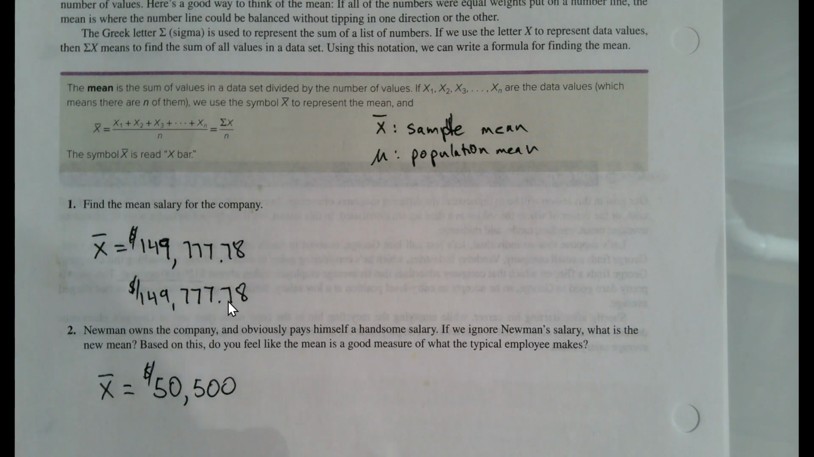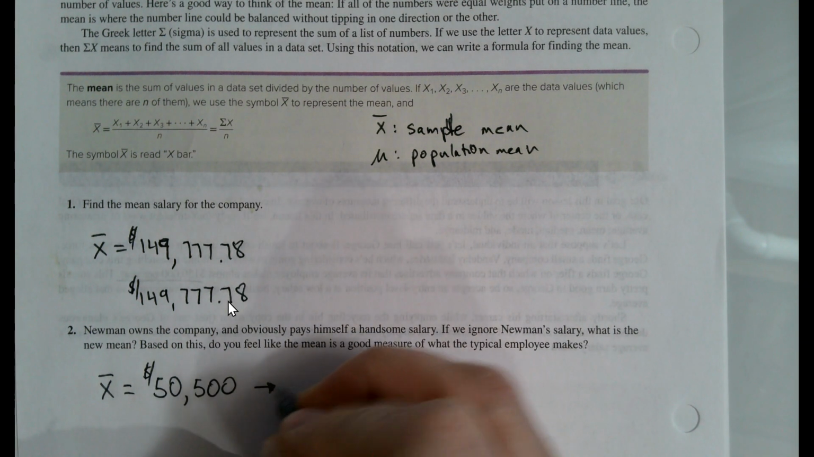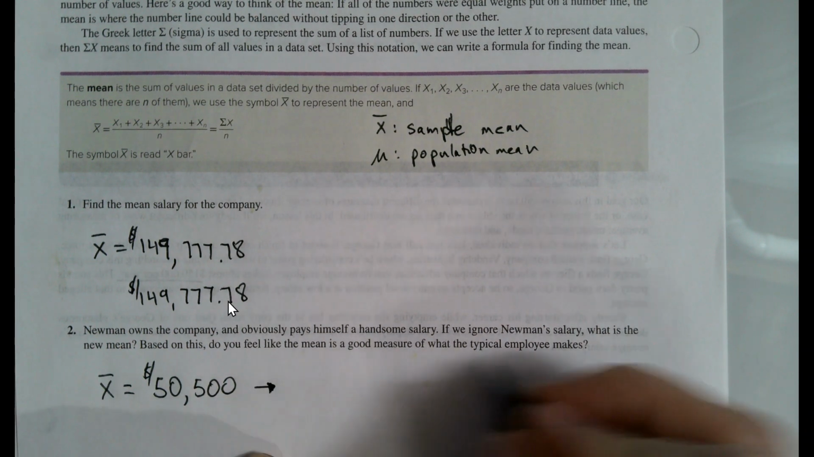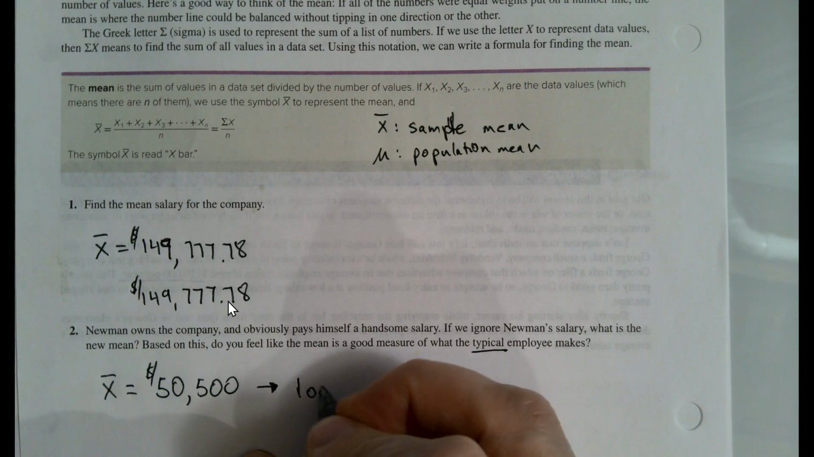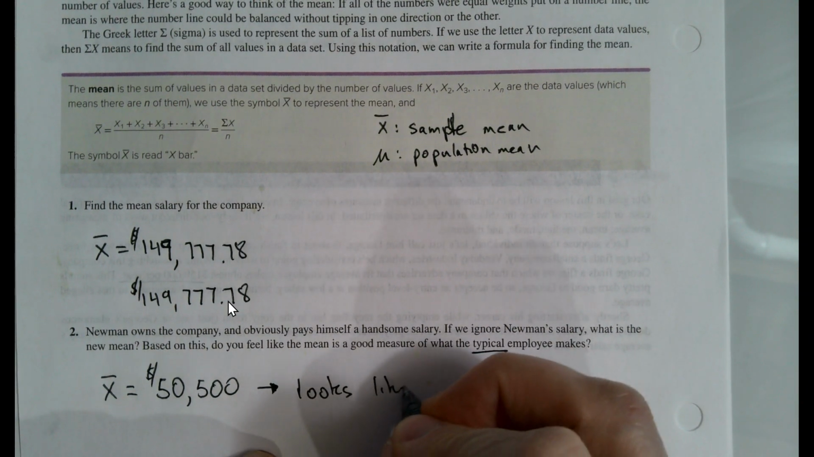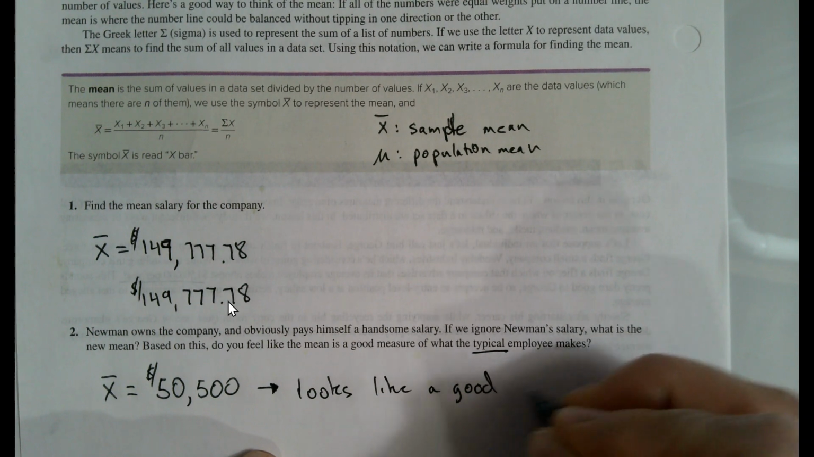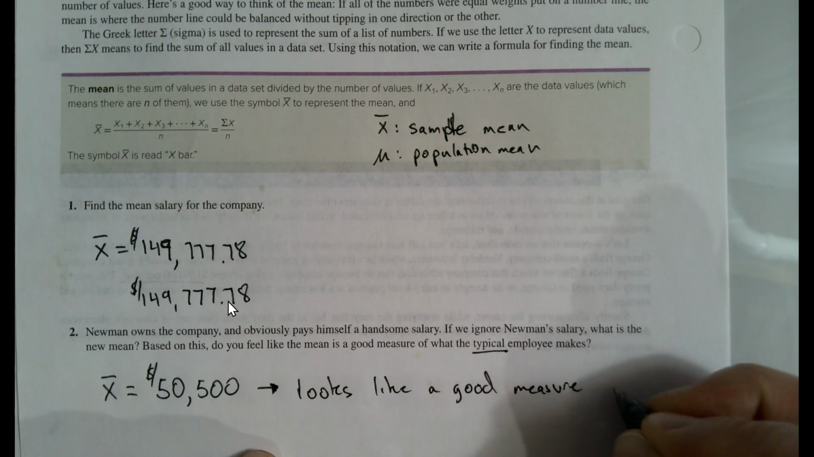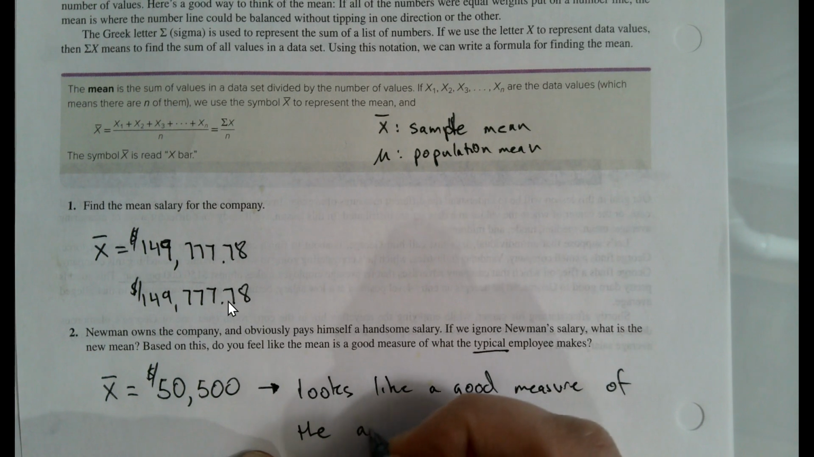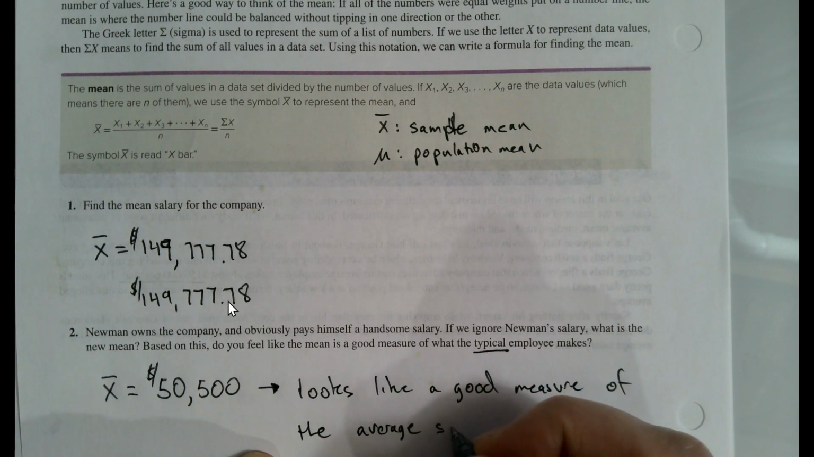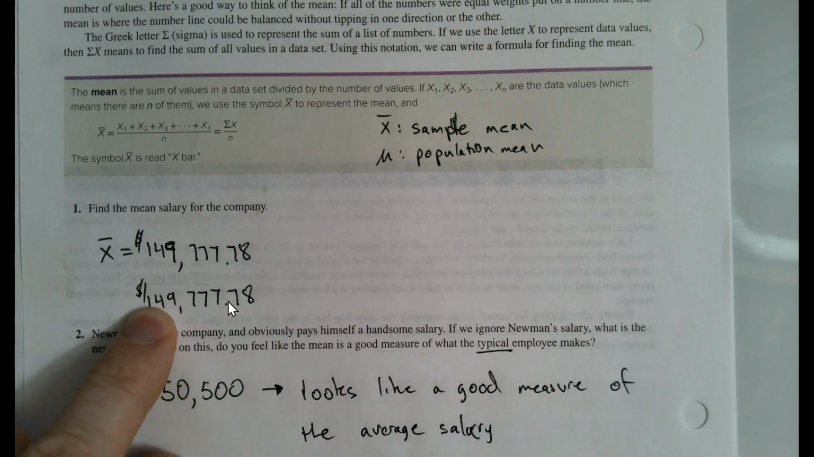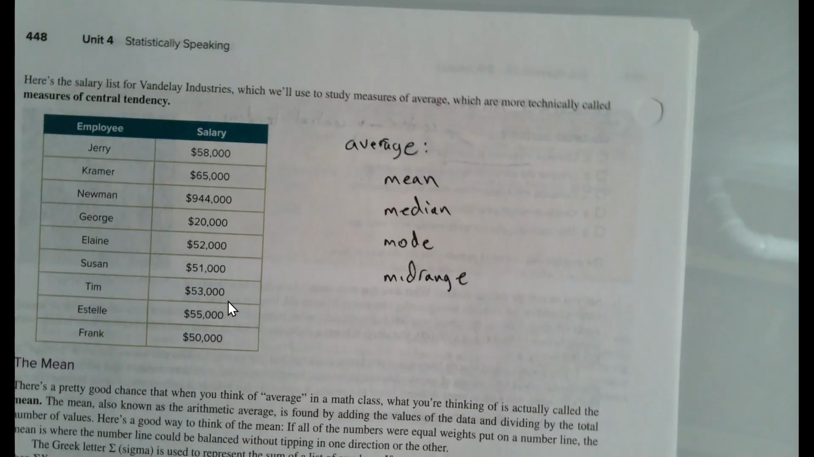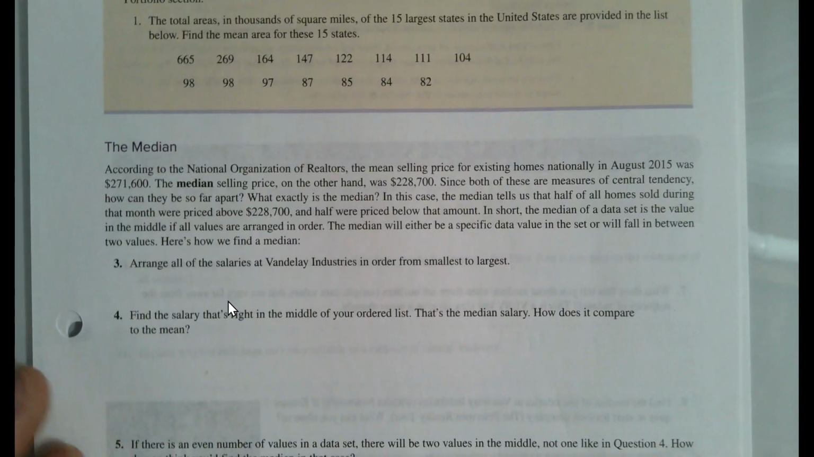So this is a much better measurement of the average or typical salary. Typical is probably another good word for average. This looks like a good measurement of the average salary, whereas this one does not when we look at the individual data values. That tells us something about that measurement, the mean as a measurement of average.